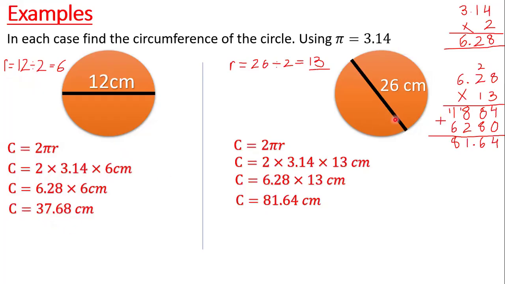What is half of 26? That's gonna be 13. Very good. So I'm gonna do 2 times 3.14 times 13. Notice now that I have to multiply by a 2-digit number. You don't have to write this down, but if I were you, I would take a screenshot of this for the quiz.